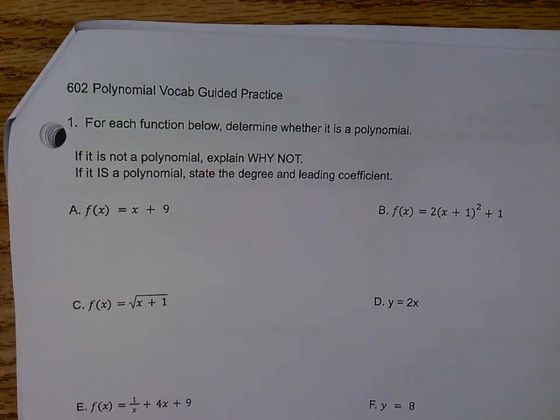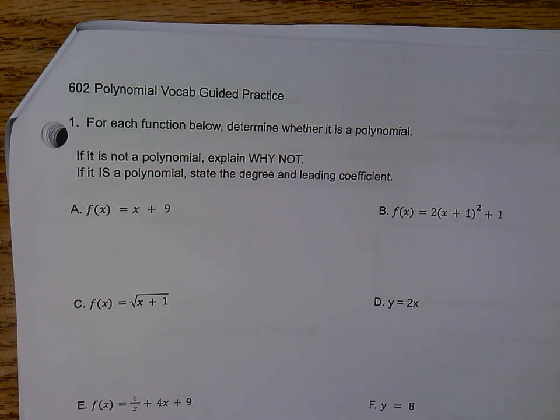Let's see, how many non-polynomials are there? 1, 2, 3, 4, 5. There are 5 failures, 5 no's. See if you can figure out the 5 no's, circle what's wrong with it, or explain in words what's wrong with it. This is page 602.